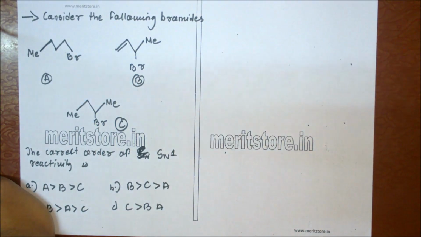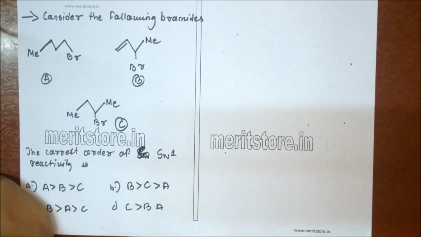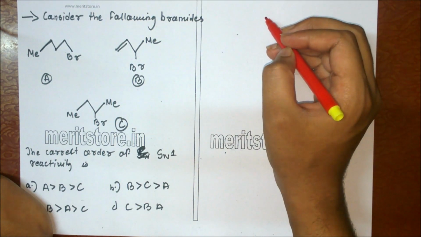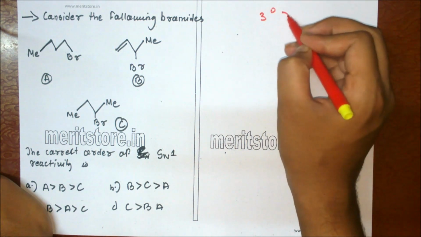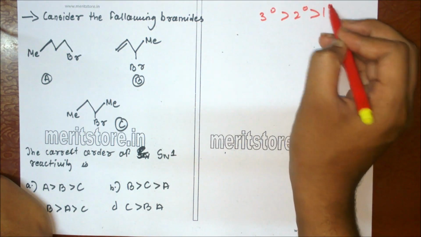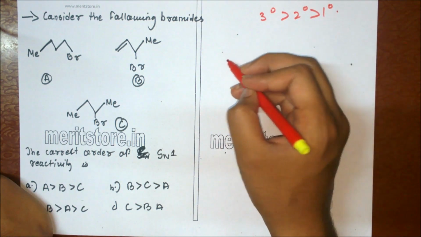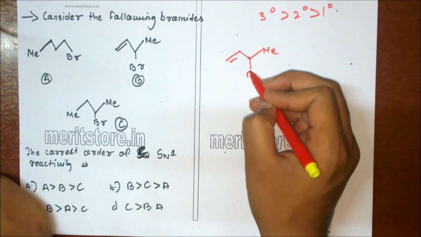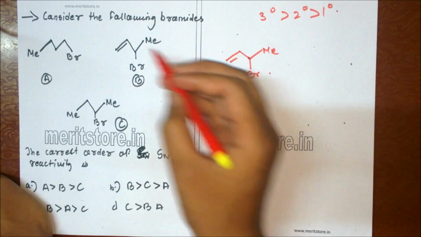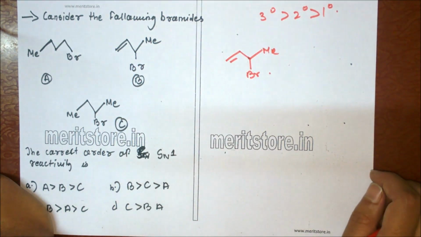Consider the following bromides. The correct order of SN1 reactivity is: reactivity towards SN1 depends on the stability of the carbocation. So for SN1 reactivity, tertiary is greater than secondary, which is greater than primary. In the following structures, compound B has a methyl and bromide attached here. As there is a double bond, it will lead to more reactivity towards the SN1 reaction.